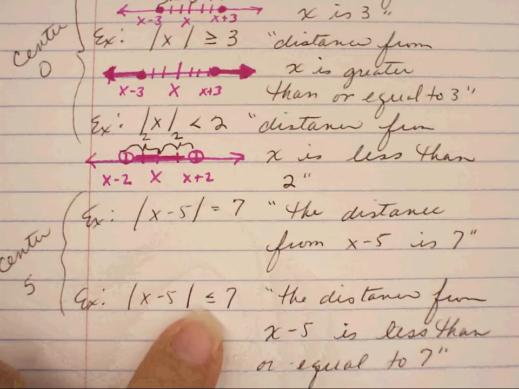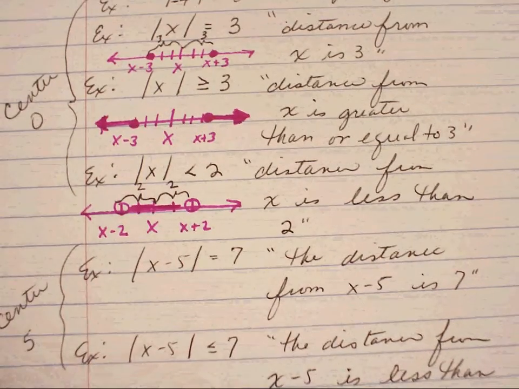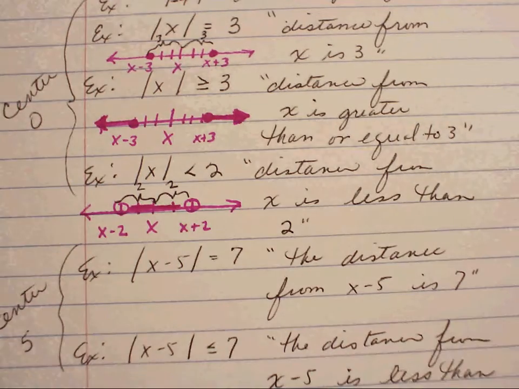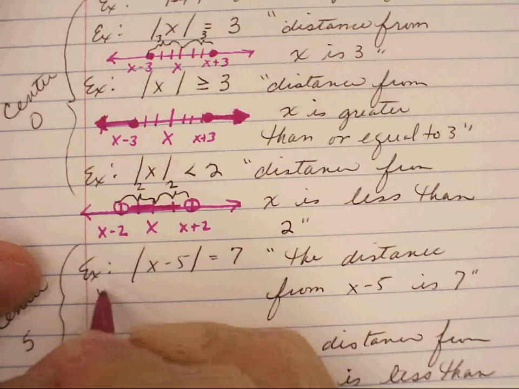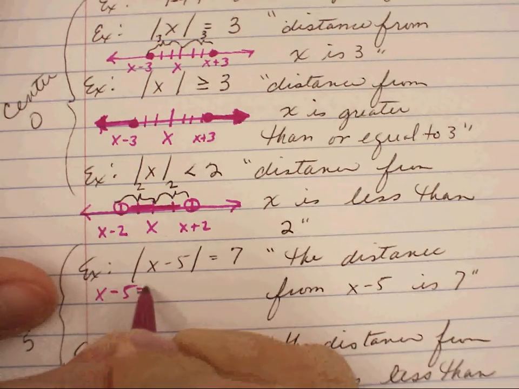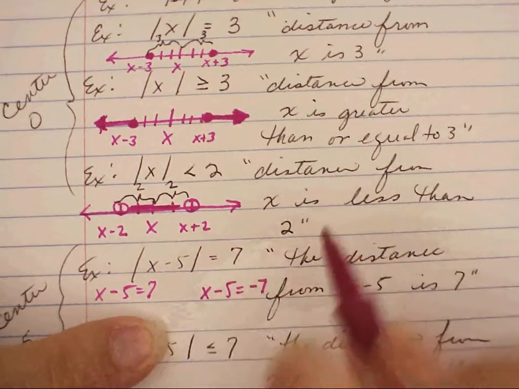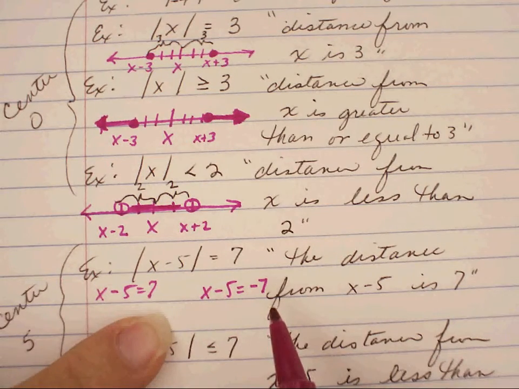When you get to absolute value equations and inequalities, do you agree we have discussed two cases in all the examples we've done so far? Two cases, going right so far and left so far. That does not change. When you get here, you write x minus 5 equals 7, and you write x minus 5 equals negative 7. What does the negative 7 account for?